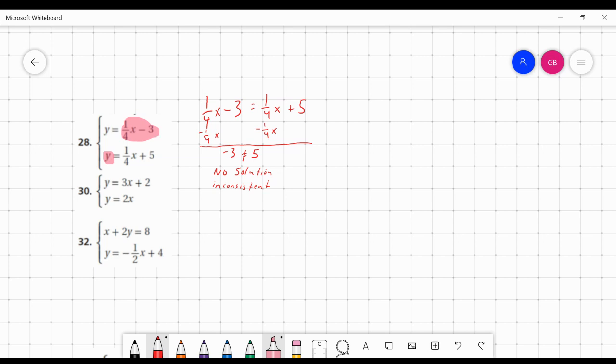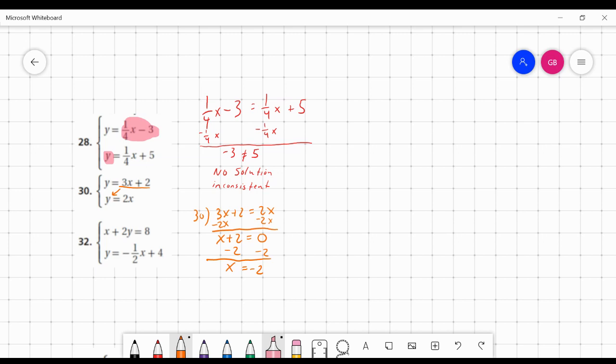Okay, for number 30. I'm going to go a little bit out of order, but that's okay. Number 30. Again, y is 3x plus 2, so we're going to substitute it here. So that's equal to 2x. We could subtract 2x from both sides. So x plus 2 is equal to 0. And then subtract 2 from both sides. So x is equal to negative 2.